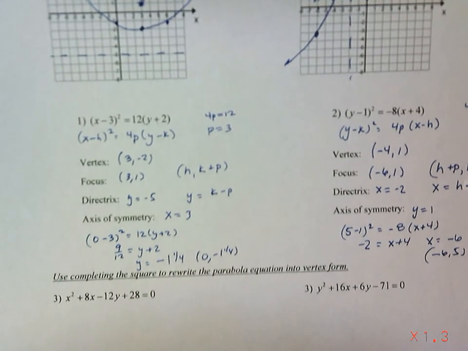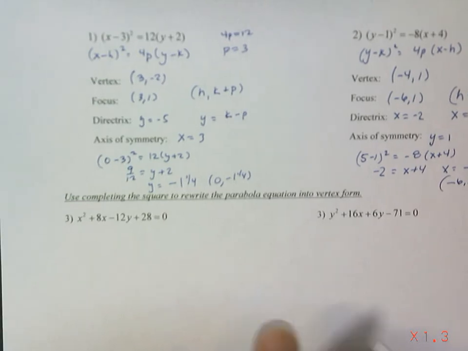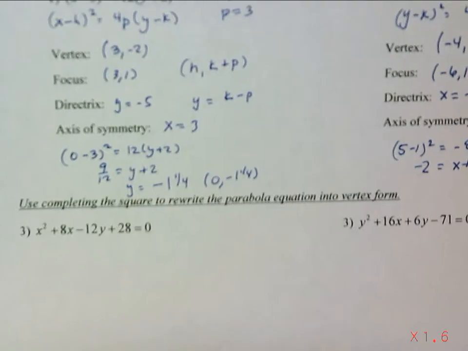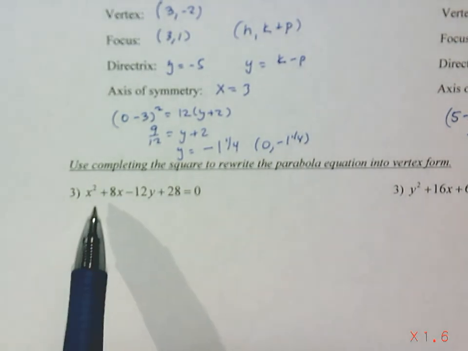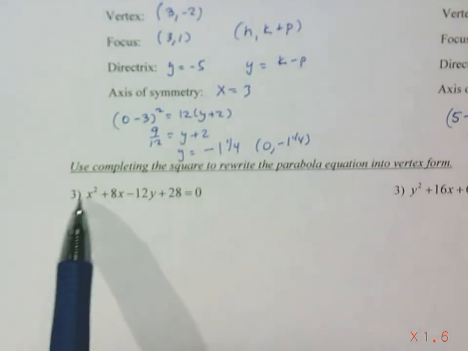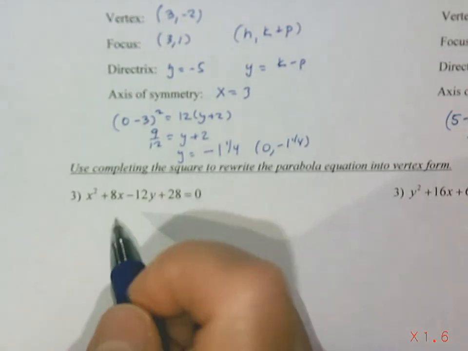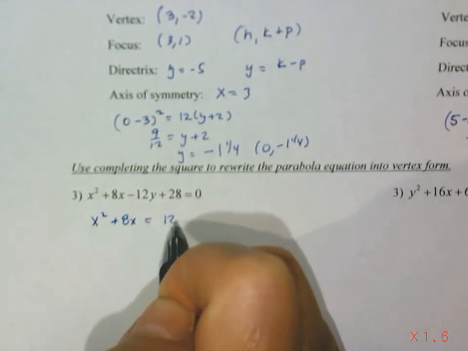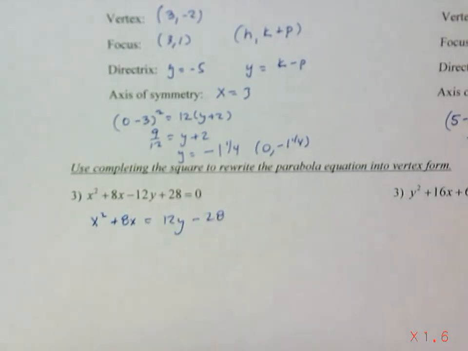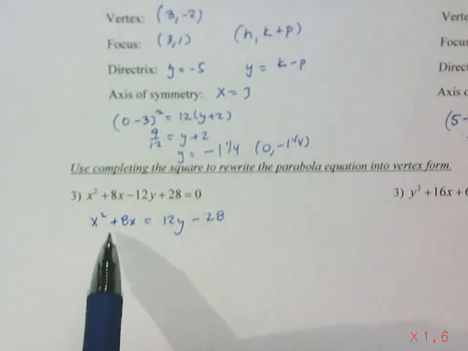So the first thing I want to do is get the variables together that should be together. Let's zoom in one more time. So since I have an x squared term and an 8x, I want to keep those together, and I will move everything else to the other side of the equal sign. So I have x squared plus 8x equals 12y minus 28. I want to complete the square with the x squared plus 8x. I want to make this a perfect square trinomial.